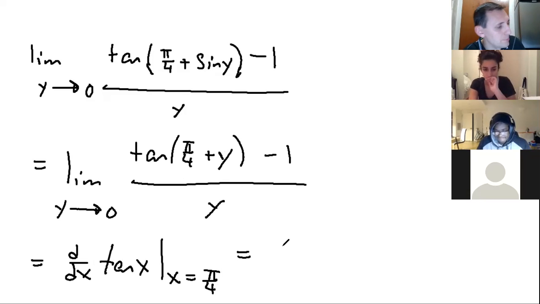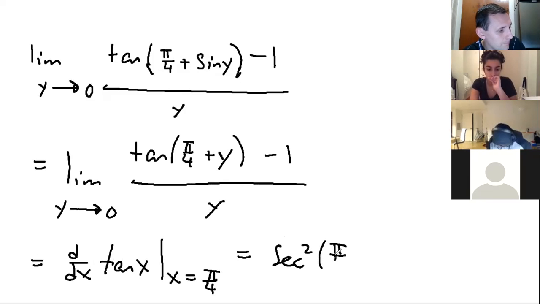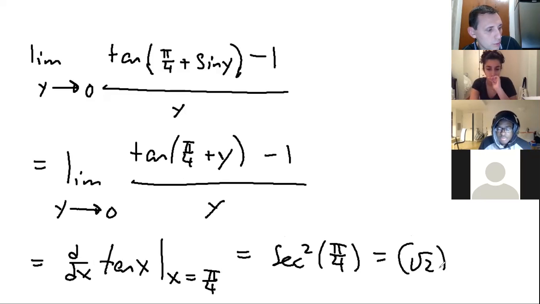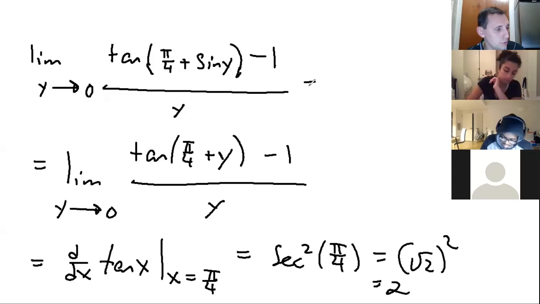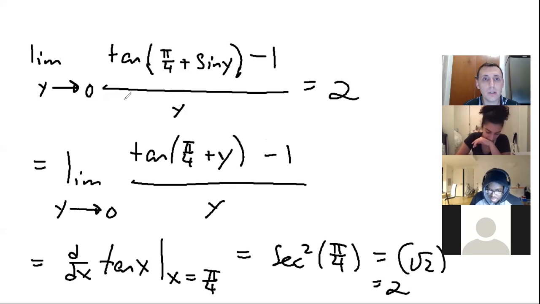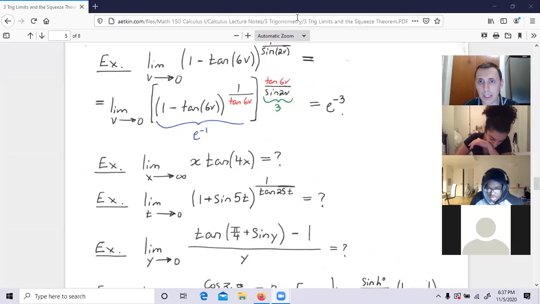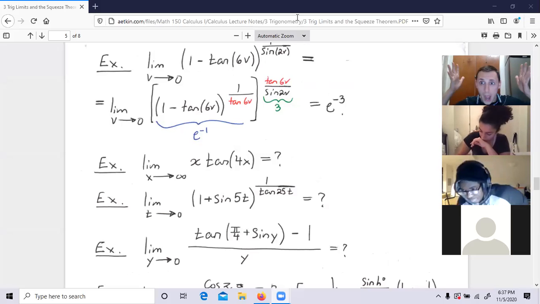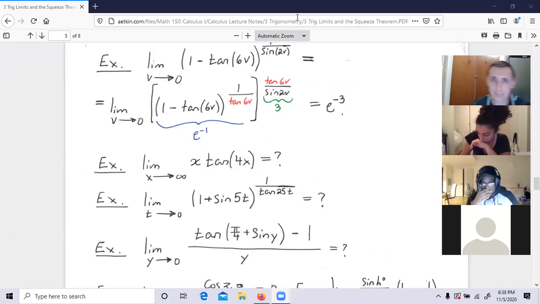So that is simply derivative of tangent is secant squared at pi over 4. Now secant of pi over 4 is root 2. So this is root 2 squared, or simply 2. The answer is 2. This limit equals 2. So again, guys, it's a peekaboo, right? Close your eyes. Or where did you go? This is what we're doing here.